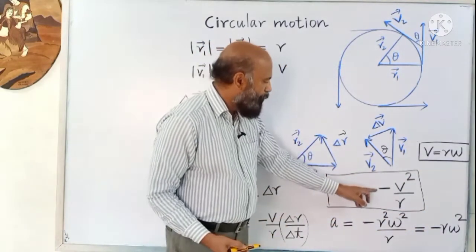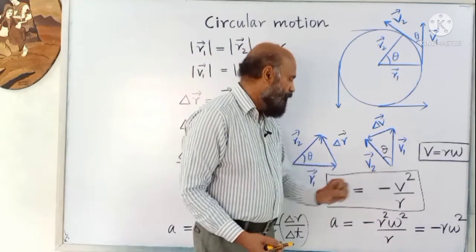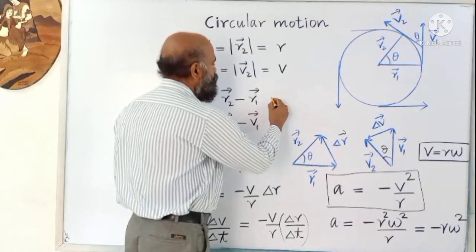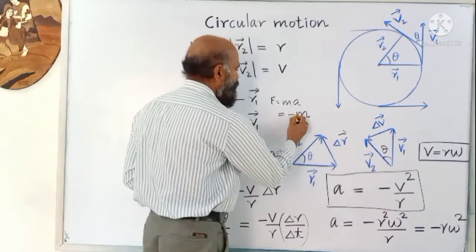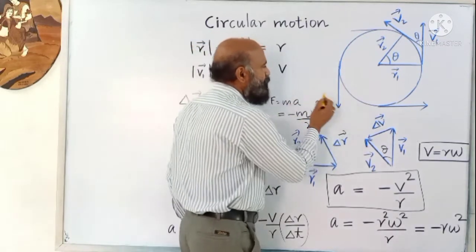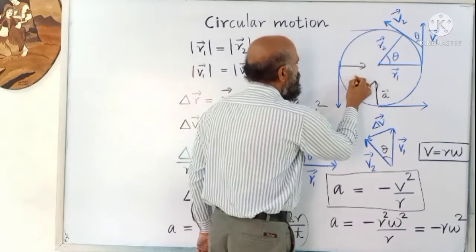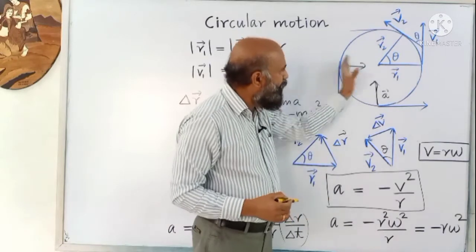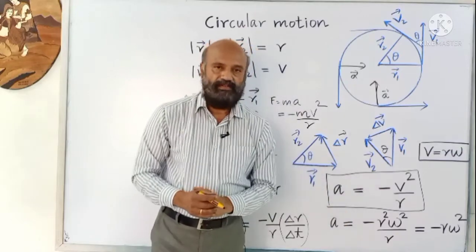So this is the expression for centripetal acceleration. A is equal to minus V square by R. This is the centripetal acceleration. Then centripetal force is mass into acceleration, m into minus V square by R. This acceleration will be directed towards the center. Velocity will be along the tangent, but the centripetal acceleration is directed towards the center. That is why this negative sign.